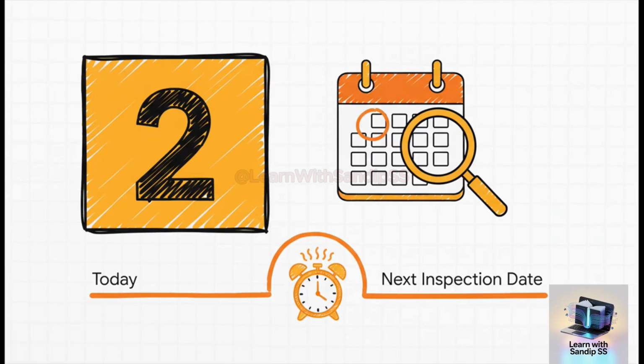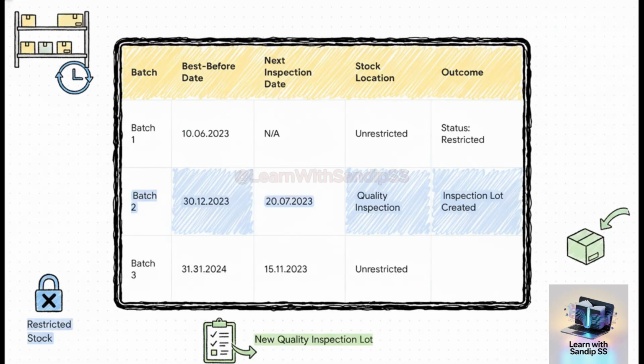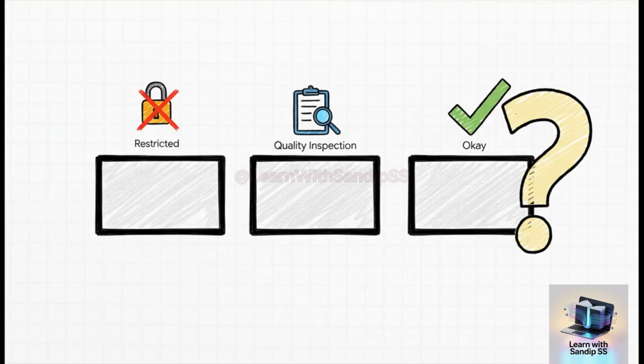Okay, so batch 1 was pretty straightforward, right? Expired is expired. But batch 2 is a little more interesting. It's not out of date, but something else super important is about to happen because of its dates. So because its next inspection date is coming up real soon, the system does 2 key things. First, it creates an inspection lot. You can think of that as a work order for the quality team. And second, it moves the entire stock of that batch from unrestricted into quality inspection stock. It's basically been quarantined, walled off from the rest of the supply chain until the quality team gives it the thumbs up.